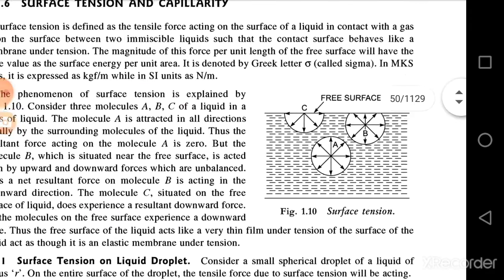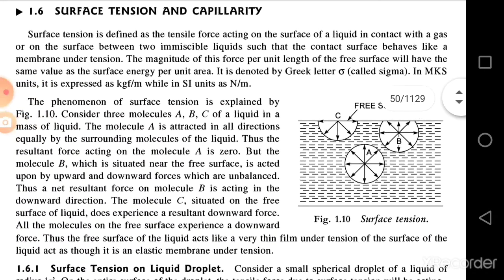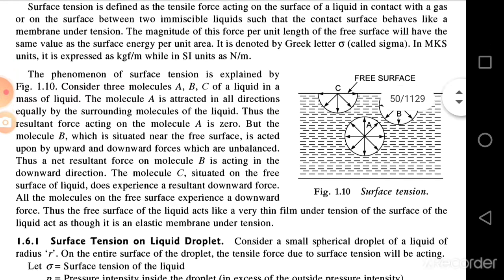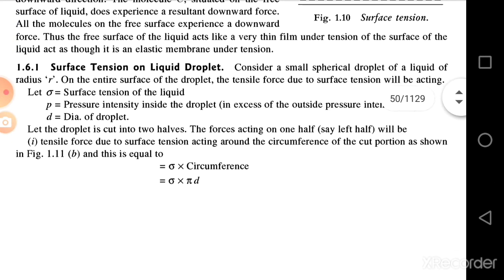Surface tension is defined as the tensile force acting on the surface of a liquid in contact with a gas, or on the surface between two immiscible liquids, such that the contact surface behaves like a membrane under tension. The unit is Newton per meter. Okay, and we'll find out the surface tension and its effect on liquid droplet.